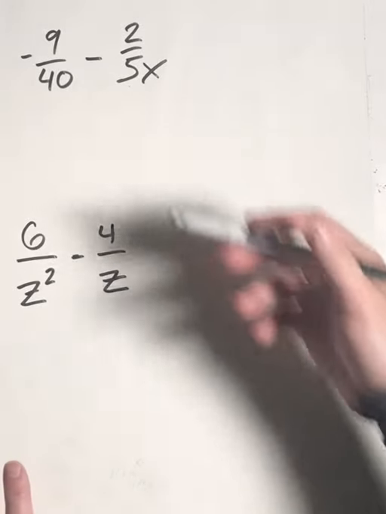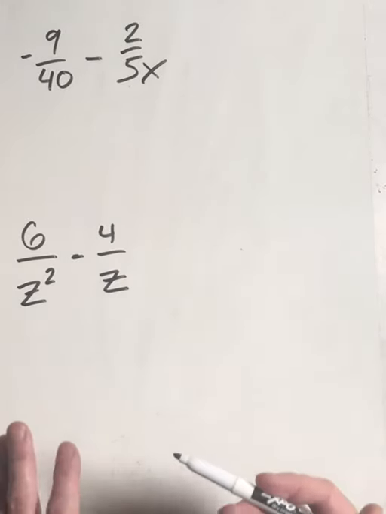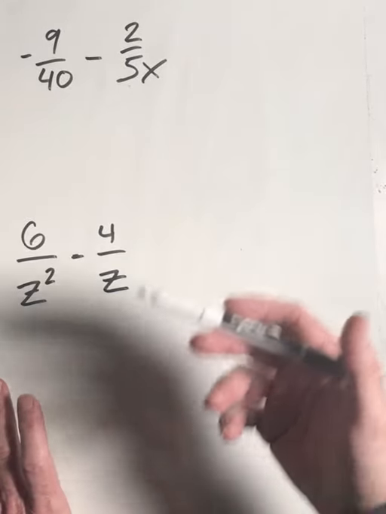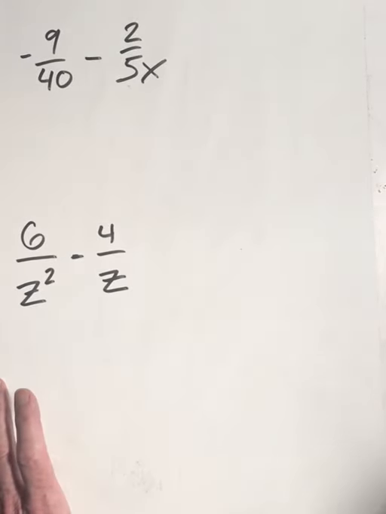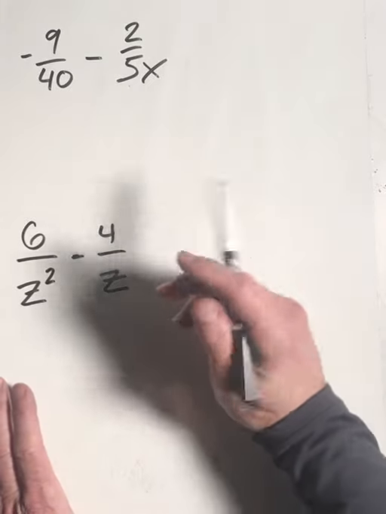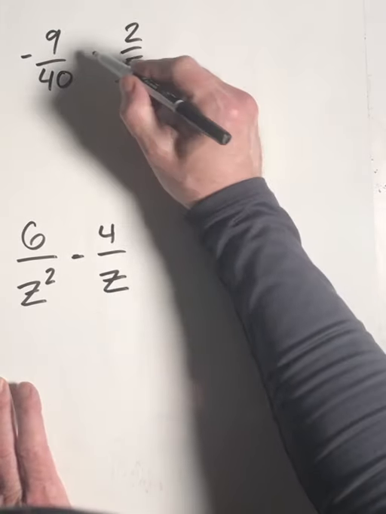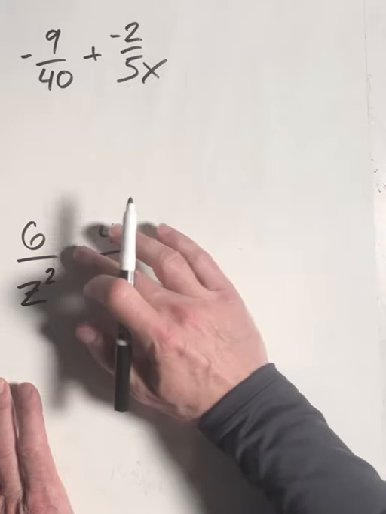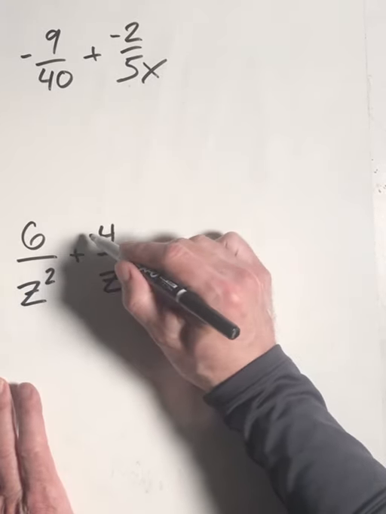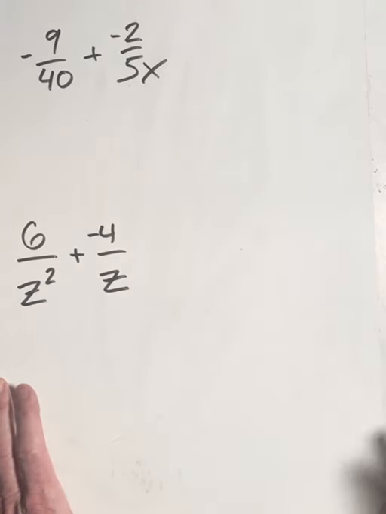When subtracting rational expressions, sometimes it's helpful to rewrite them as addition of a negative instead of just pure subtraction. So what you may want to do is change it right away. Addition of a negative 2. Addition of a negative 4. And it just might make it a little bit easier for you going forward.